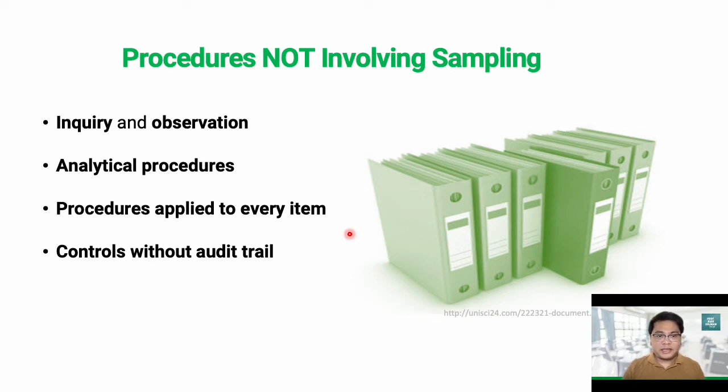And then finally, in sampling, we need an audit trail. We need a sampling unit, which is either a document or source document, wherein there is an identifier like sequence number or control number so that we can examine it in our audit procedure.